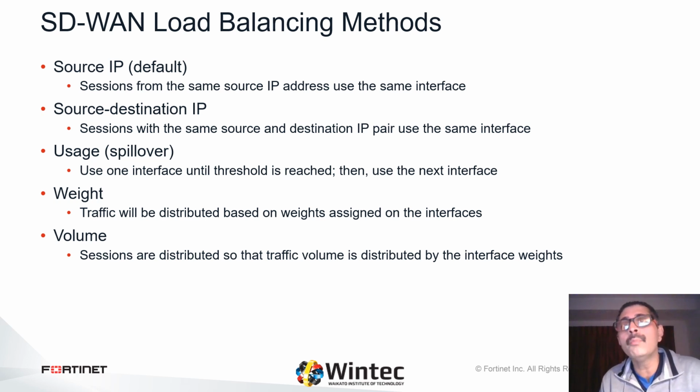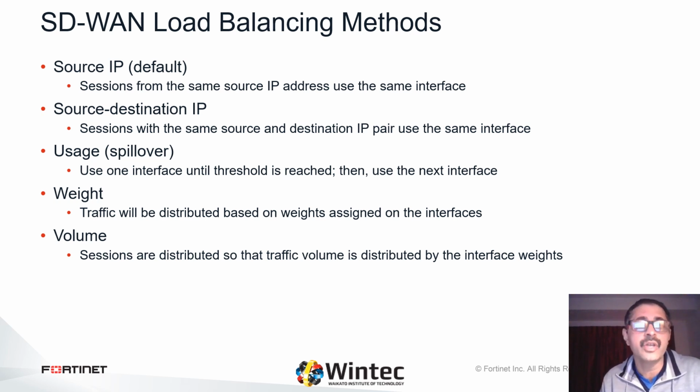By default, the load balance method is set to source IP based. However, you can change the load balancing mode using the command in the CLI, which is config system virtual-wan-link, set load-balance-mode, whichever load balancing mode you would like, and then end. You will be using part of this in your lab. Now, SD-WAN link load balancing uses the following five methods.